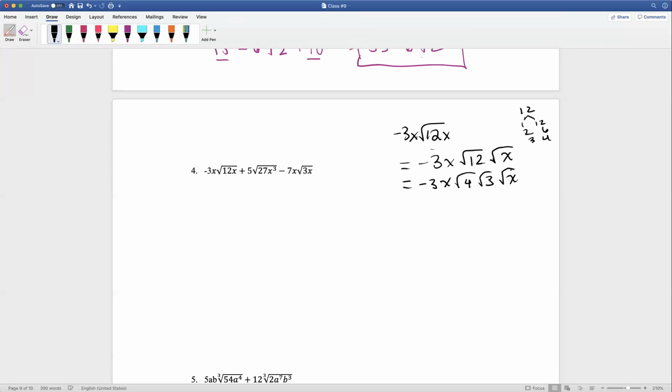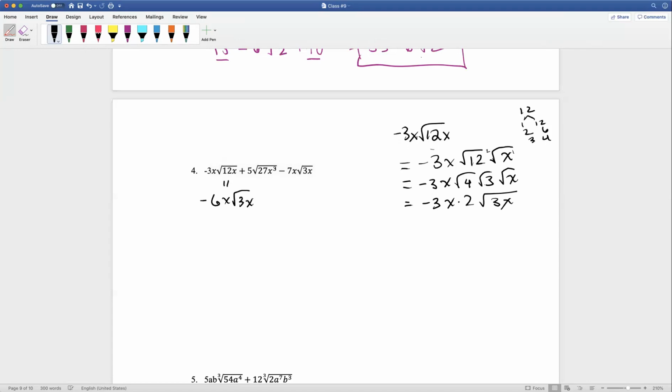Now remember, with the square root of x, we only have one factor of it. There's a little 2 on the outside and a 1 on the inside. We can't simplify it. You can only simplify it if your exponent is greater than or equal to the index, and it's not. So that x is going to stay on the inside of the radical. What we can do is this. The square root of 4 is 2, and then square root of 3x. These guys are left over inside the radical. So this first term reduces down to negative 6x times the square root of 3x.